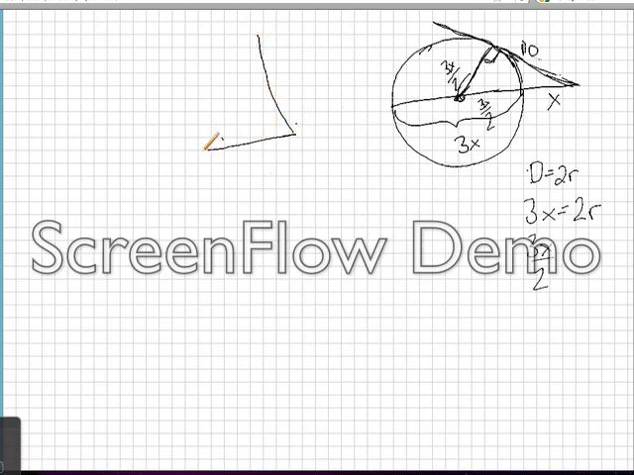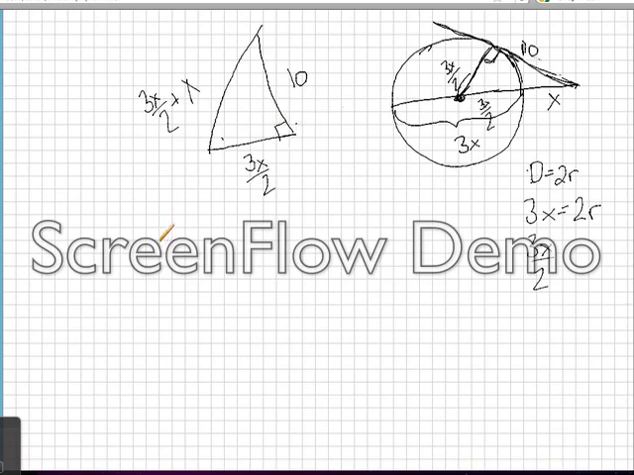I'm not a very good artist, so bear with me. I'm going to write in the values for the legs of the triangle. Here I have 3x over 2, and on the larger leg I have 10. And for the hypotenuse of the triangle, I have 3x over 2, which is the value from here to here. And I also have a value of x added on to that. So the whole thing has a value of 3x over 2 plus x.